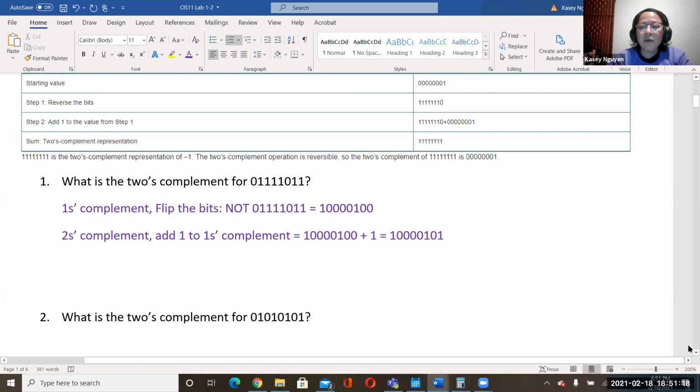All right, any questions on 2's complement in binary? So when we flip it, it's already the negative number, or do we have to add 1? You have to add the 1 to make it a 2's complement. When you flip it, that's what we call the 1's complement. The 1's complement is when you apply the NOT operator.